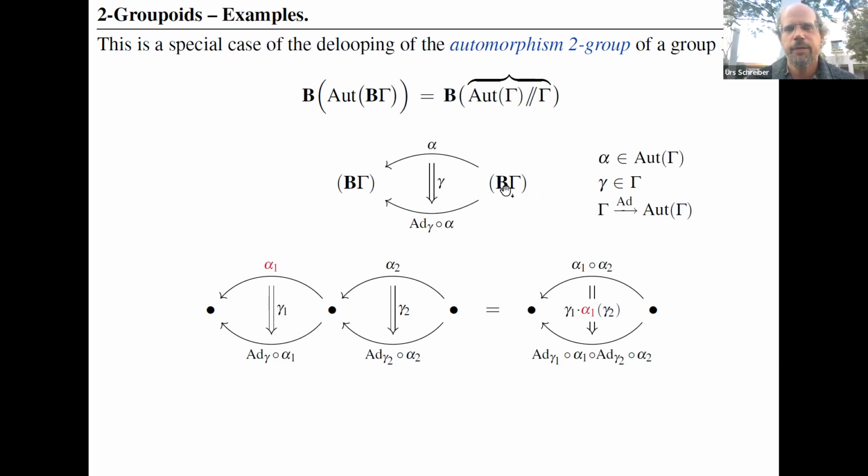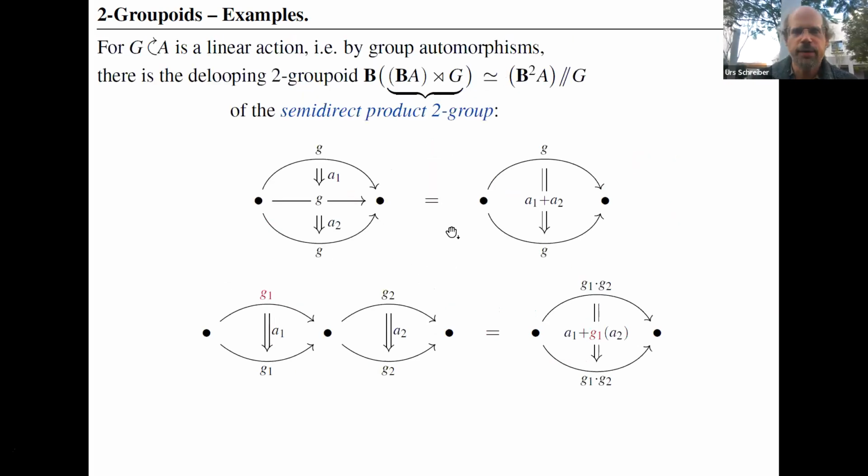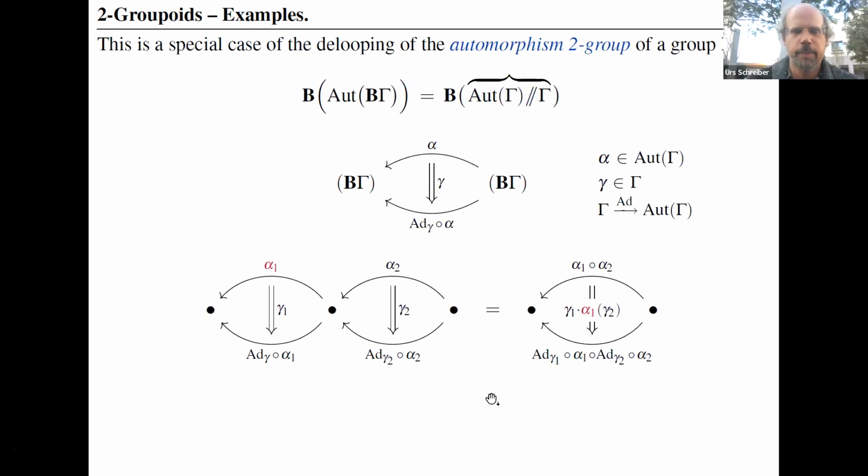But you've seen groupoids. So you can think of this alpha as being a functor from this delooping groupoid to itself. And these are the natural transformations. And if you work out what this means, one sees that one gets this composition law for this automorphism 2 group. Okay. So the previous construction is actually a simple kind of semi-abelian version of this more general automorphism 2 group.